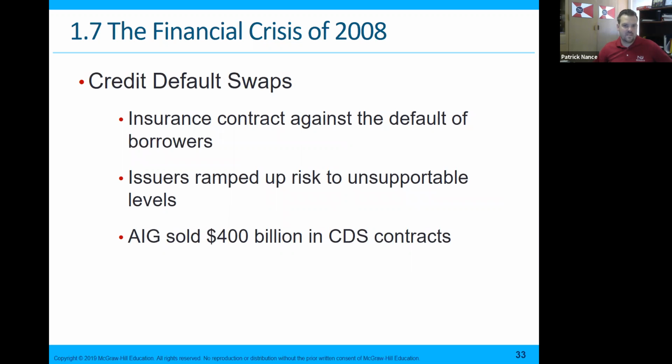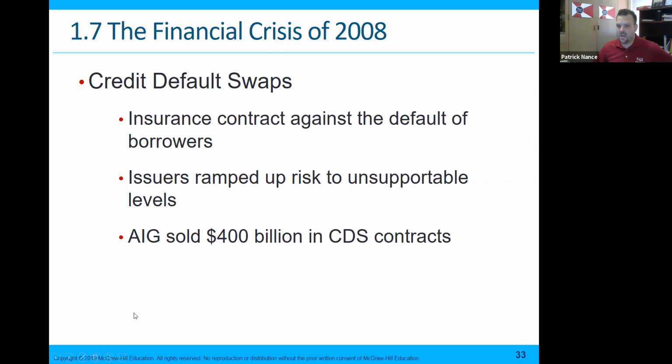Credit default swaps are insurance contracts against the default of the borrower, where they would have an insurance policy that the borrower would not pay, and they would receive money in return if they did not. So they would have their insurance money that was paid.